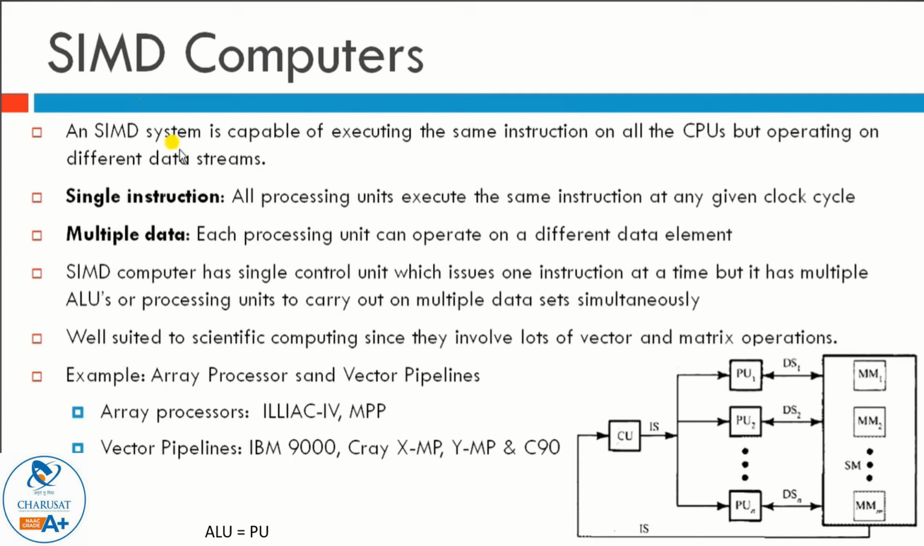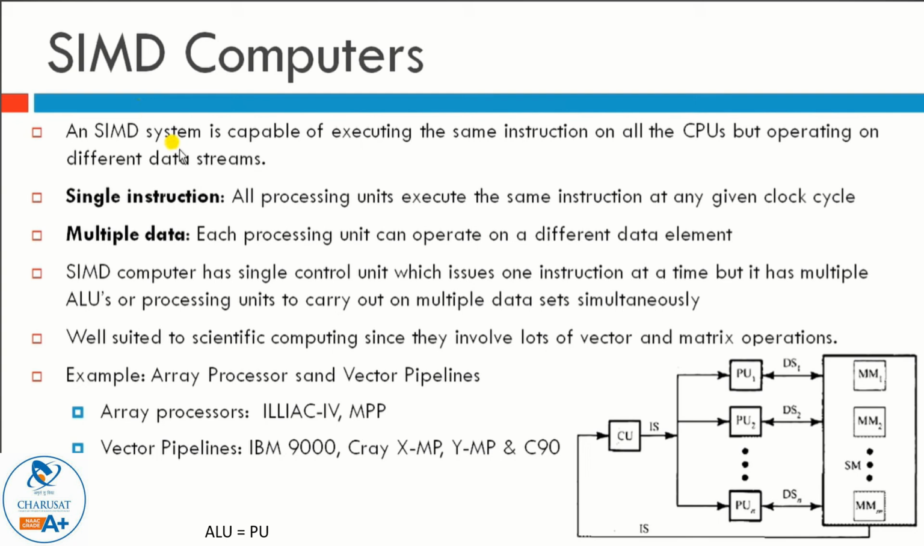An SIMD computer has a single control unit which issues one instruction at a time, but it has multiple ALUs, or processing units, to carry out operations on multiple data sets simultaneously. Well suited to scientific computing since they involve lots of vector and matrix operations. Examples: array processor and vector pipelines.